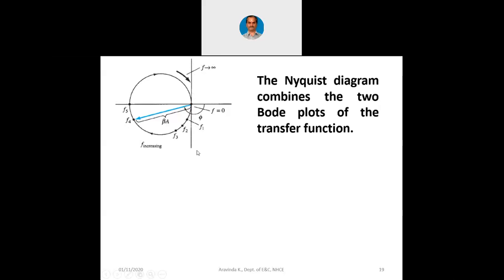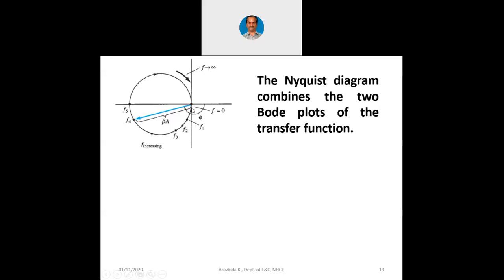Now we have a complex number for the response of the circuit elements. The Nyquist diagram combines the two Bode plots of the transfer function. Which are the two Bode plots? The two Bode plots are the gain plot as well as the phase plot. I will show those plots later on. But this Nyquist diagram is a combination of both of them.